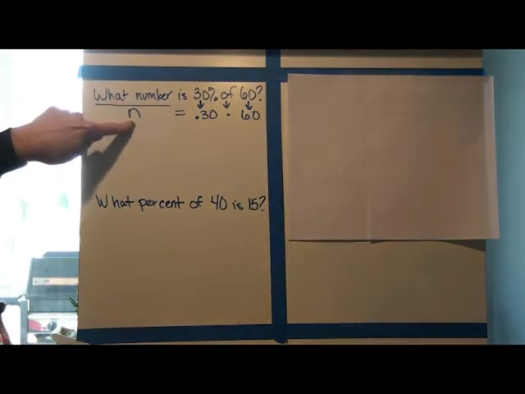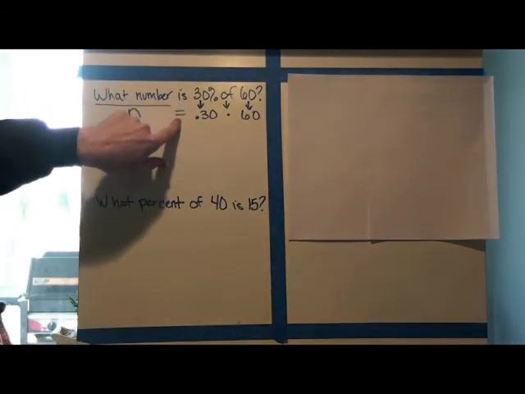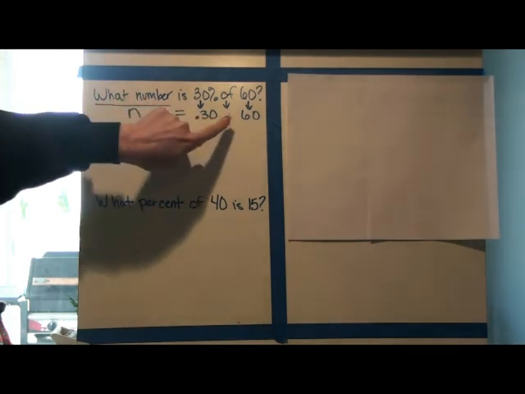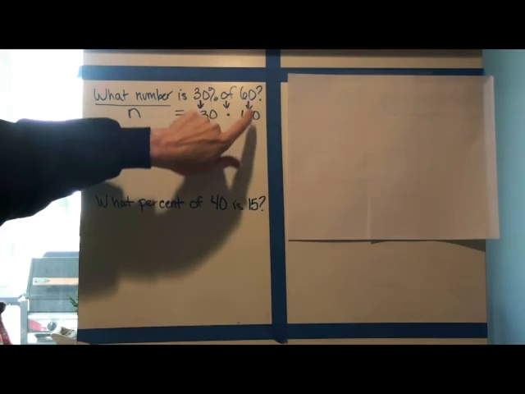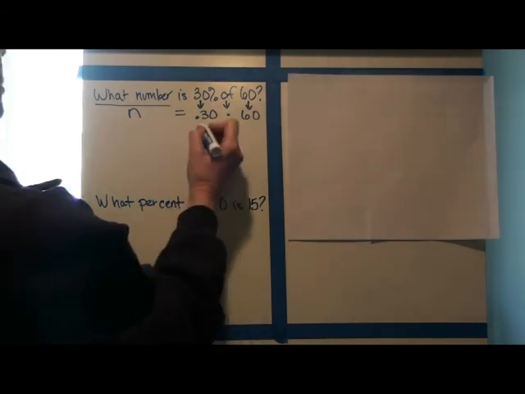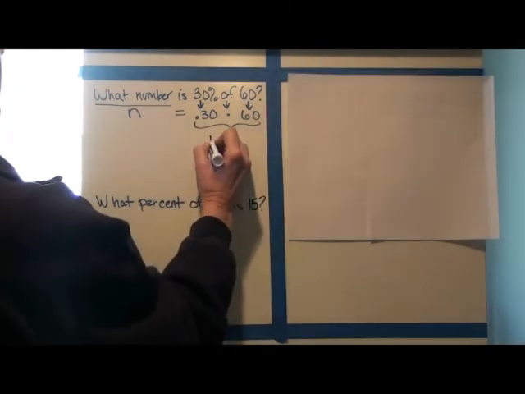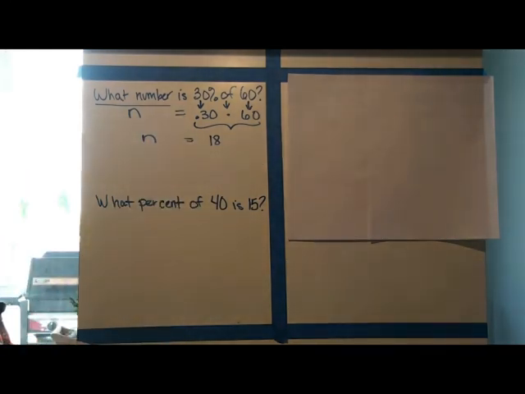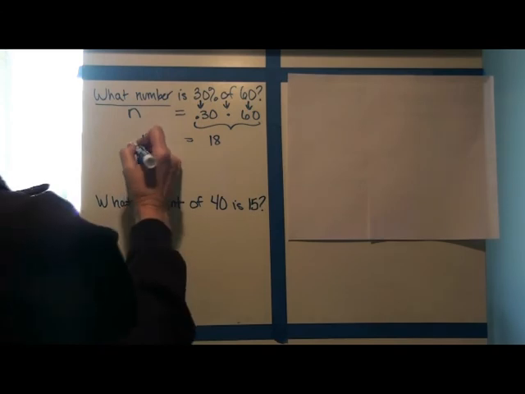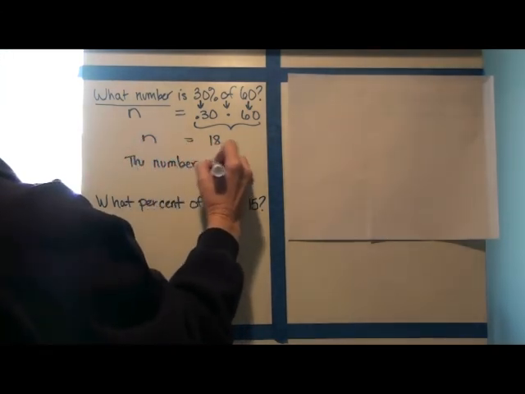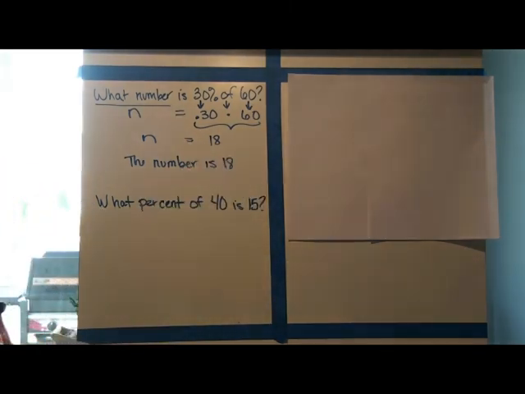So what number is n? Is becomes equals. 30% becomes 30 hundredths. Of becomes times. 60 becomes 60. Now this particular unit, you're allowed to use a calculator. So all that you would do here is multiply those together and get 18. And then because we didn't ask you about n, we asked you what number, you would write the number is 18 and be done with the problem.